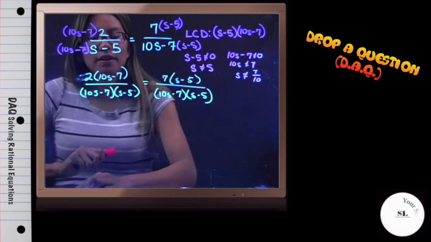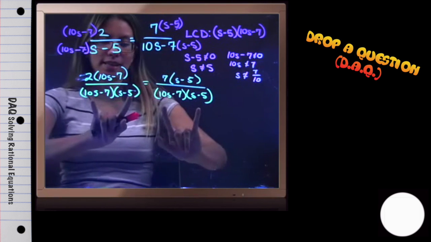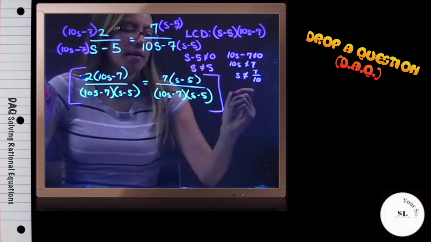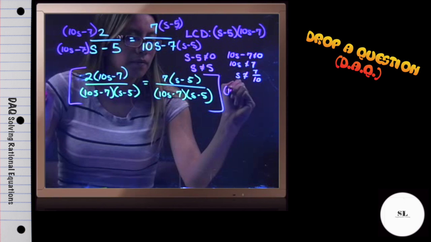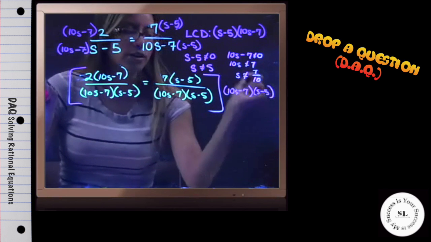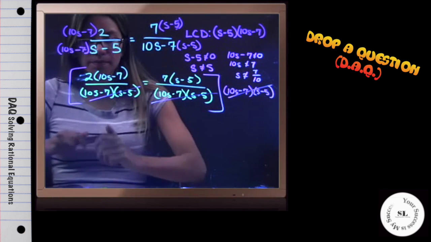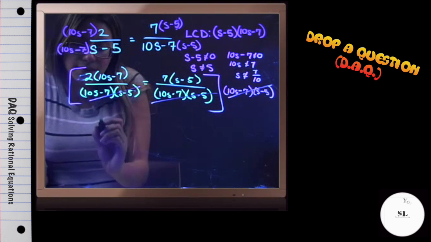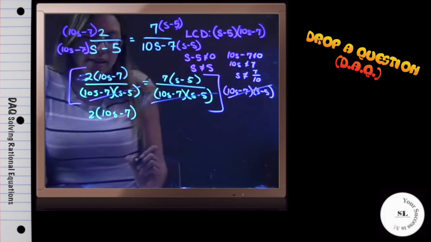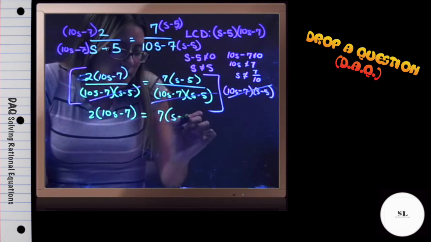Now when I'm here, I realize that once I have the same denominators on both sides of the equation, that all my terms have the same denominator, I can multiply my whole equation by the LCD. And what that does is it will cancel out these denominators and simplify my equation. So it'll cancel these two with this. And now all that's left is my numerators equaling each other. 10s minus 7 multiplied by 2 equals 7 times s minus 5.